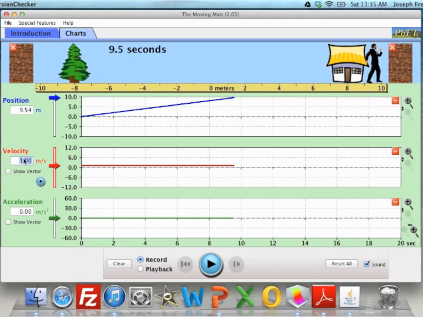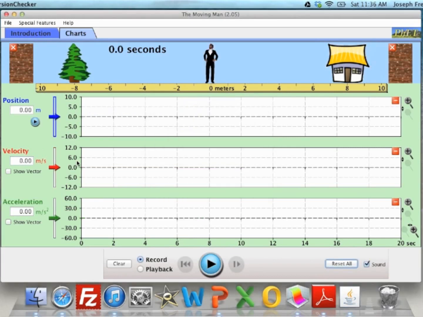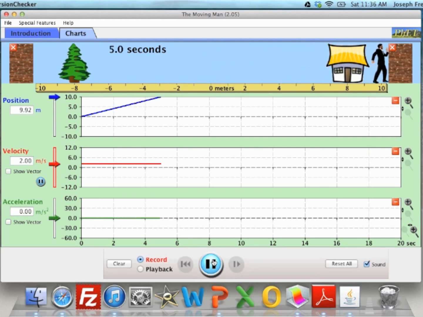Now let's give him a slightly faster velocity. And well, let's just reset it first. And let's give him a faster velocity, and let's see what happens. Okay, notice we still have the two lines. Boom, he crashed. All right, but let's look at the line here.